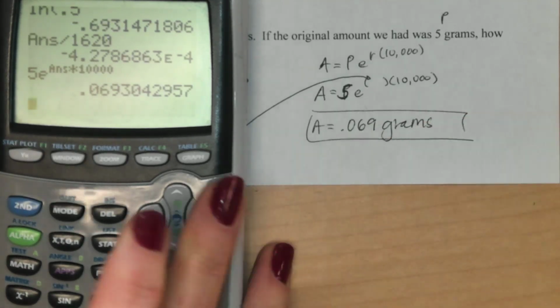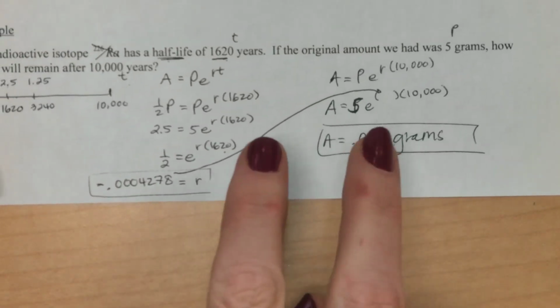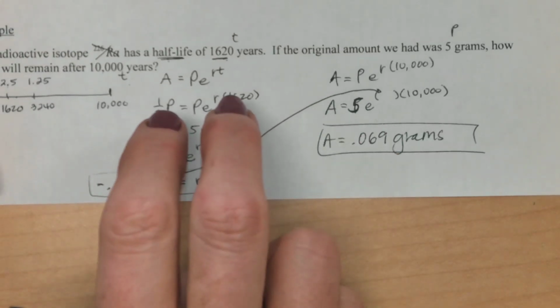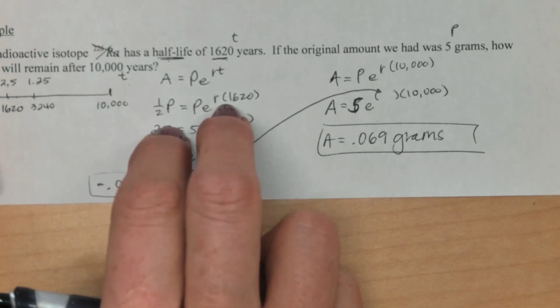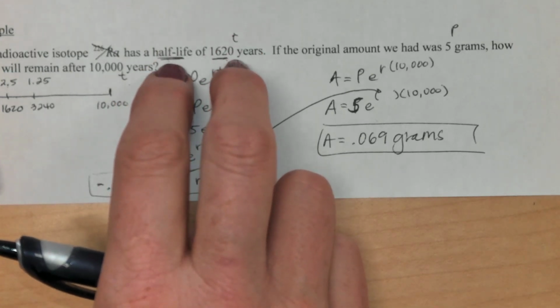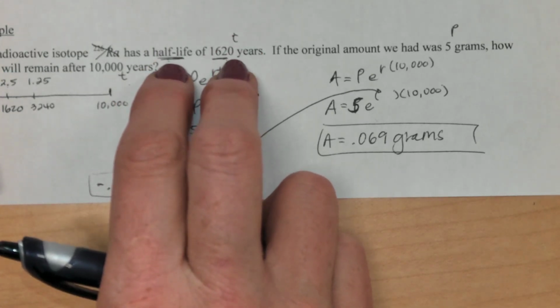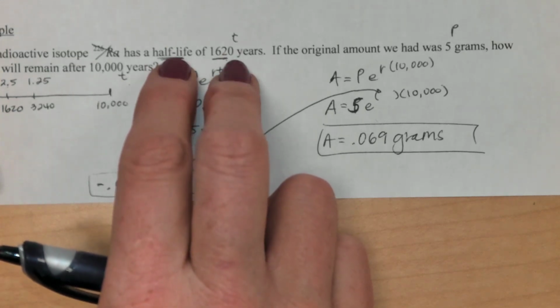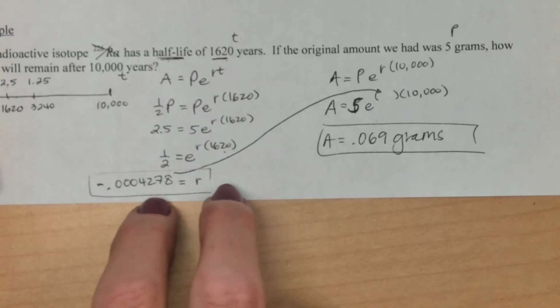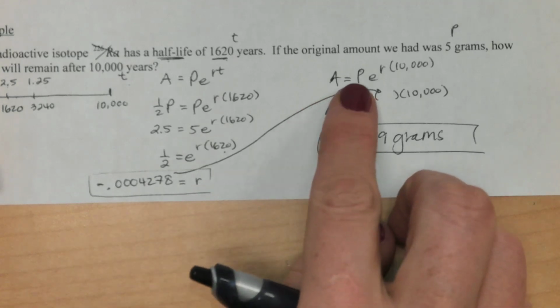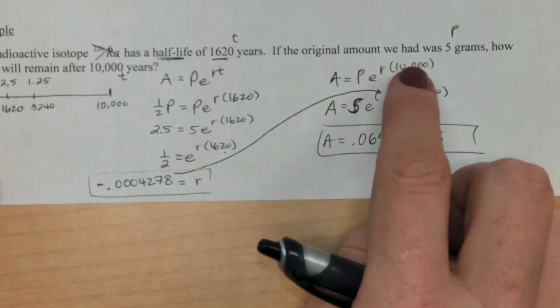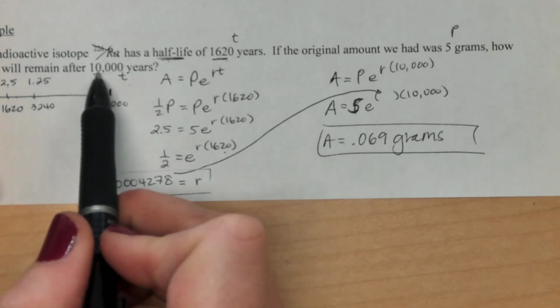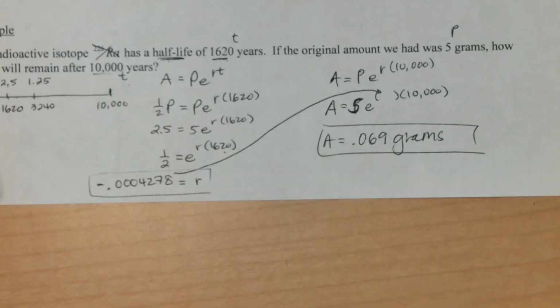Most of the problems that you're going to do are going to be a 2-parter like this. So you're going to end up using some data that we give you. Sometimes it's a half-life and a years. Sometimes it's maybe, after 5 years you have this, or 5 hours you have this much bacteria. So you're going to find your growth rate or your decay rate, and then you're going to use it in a second equation with the data you're looking for in order to solve the problem.